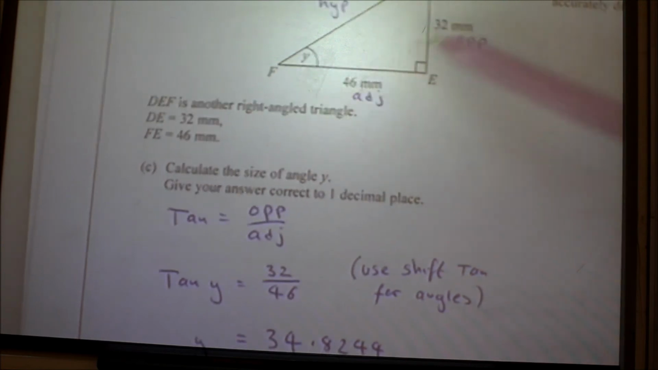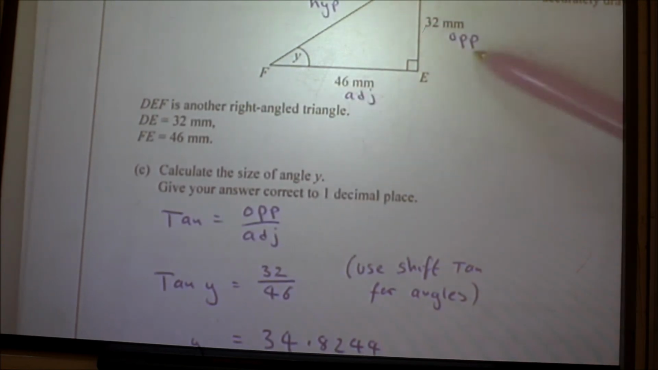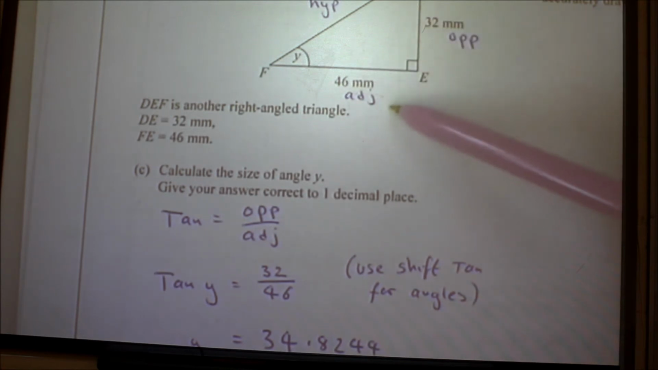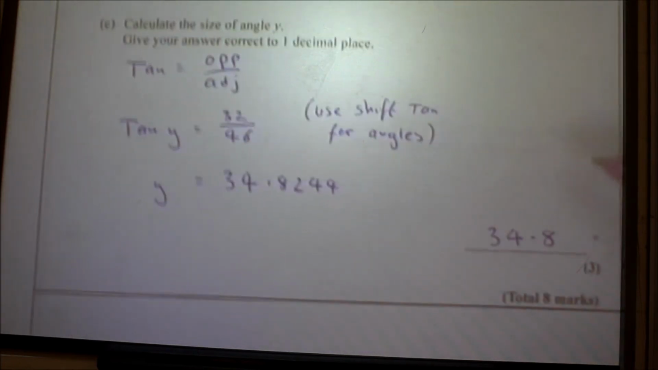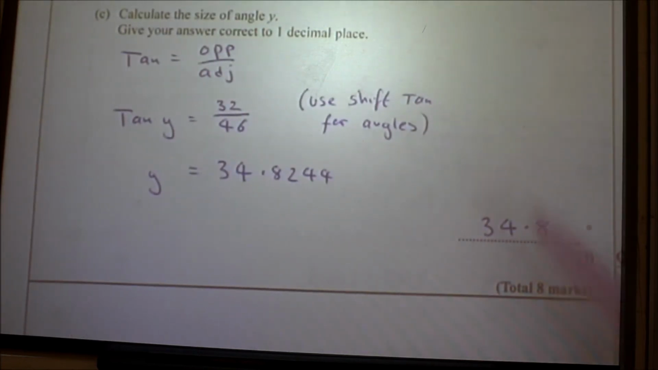Find the size of angle Y. Okay, your long side's a hypotenuse. That's the opposite because it's opposite angle Y, the one we're trying to find, and that's the adjacent. It's the other one. So we know the opposite and adjacent, so we're going to use tan. When you find an angle, use shift tan. Get it in your calculator. To 1 decimal place, it is 34.8.